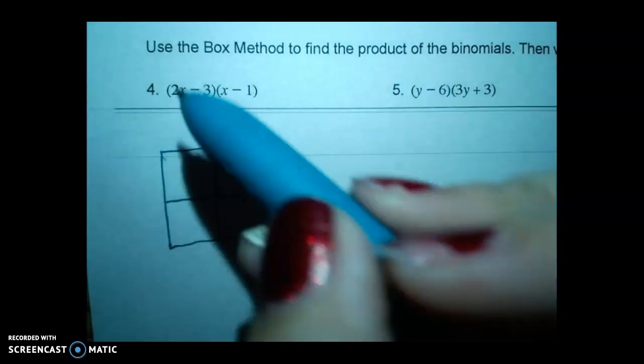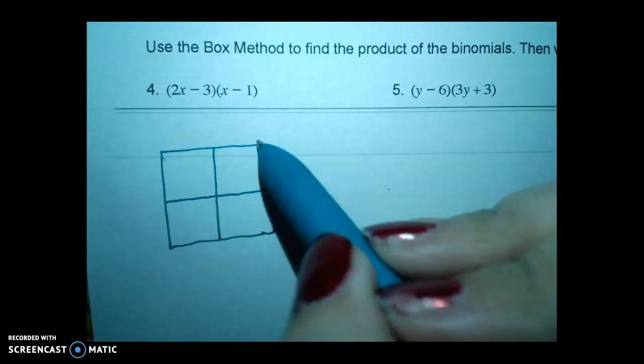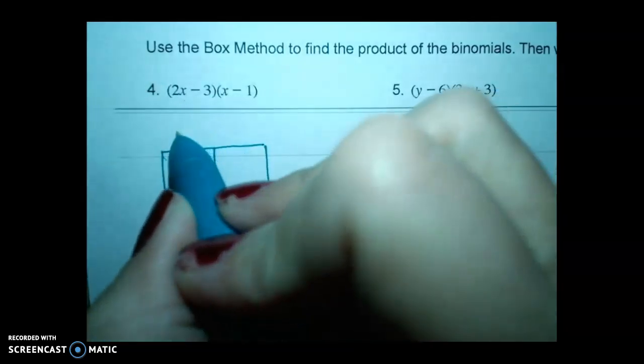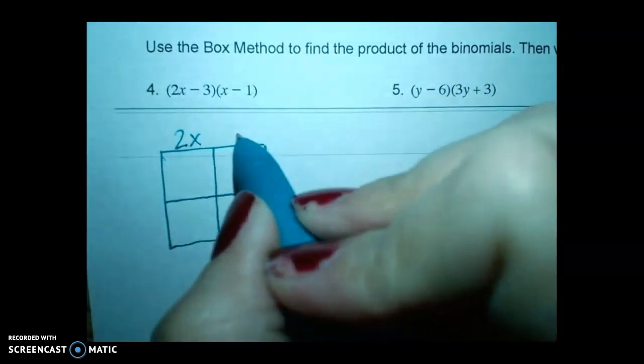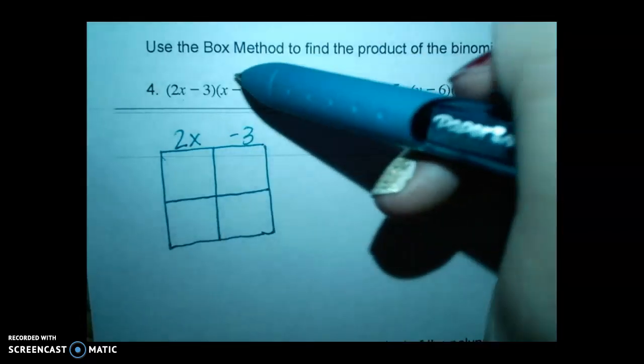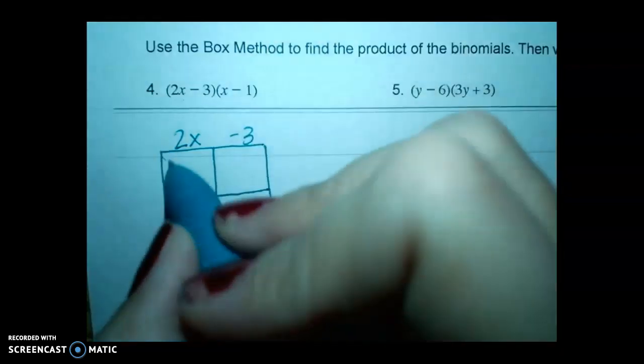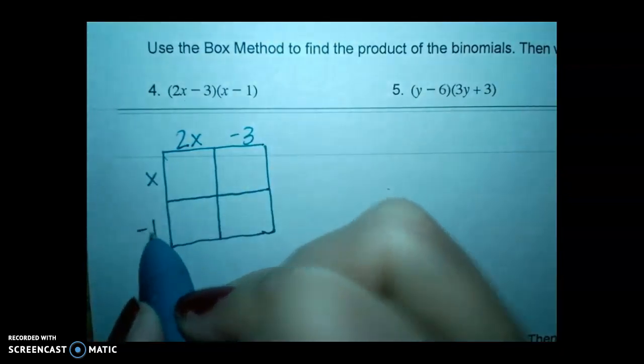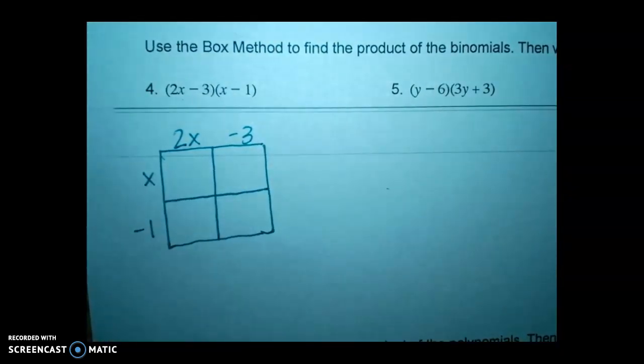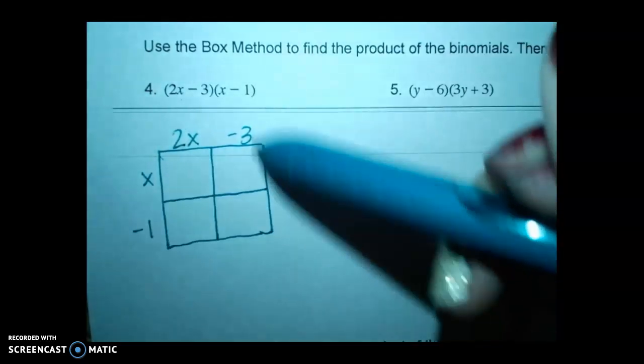I'll just go across the top. Put each term individually above each box. So this is 2x, and that's a negative 3. And then the other binomial is going to go down the left side. So x and negative 1. And then you're just going to fill it in kind of like you would a Punnett square in science.